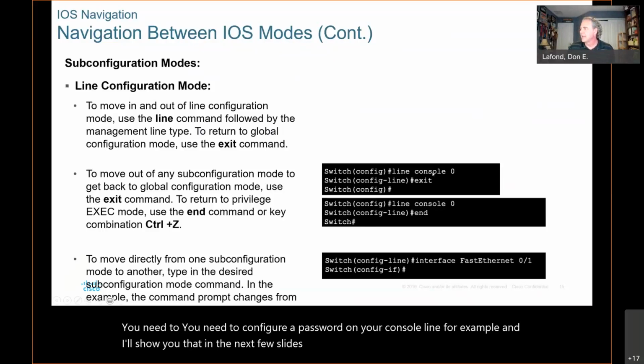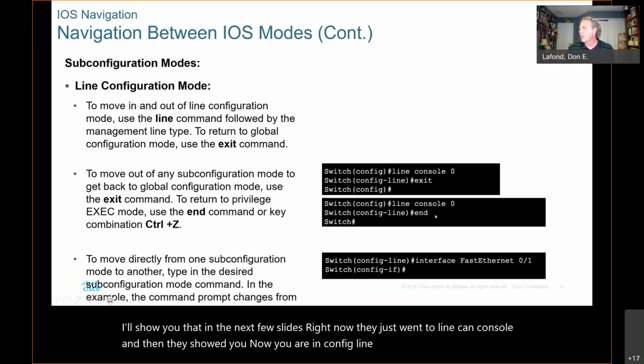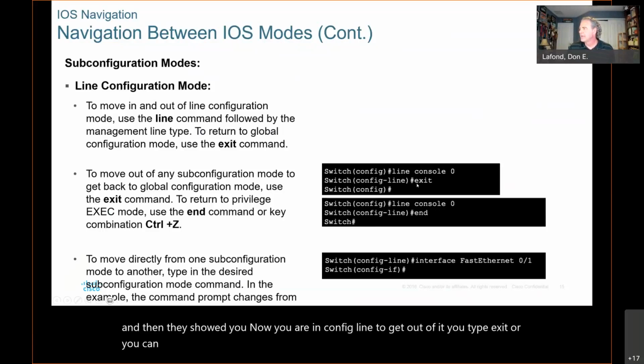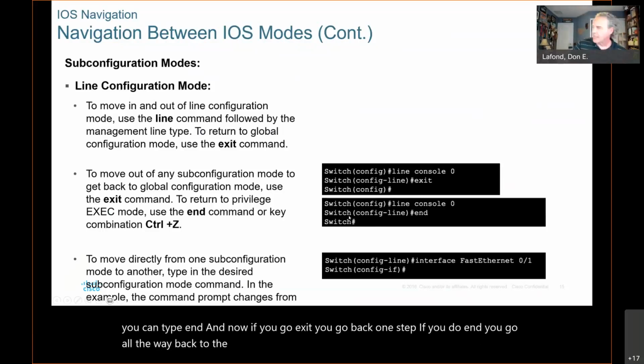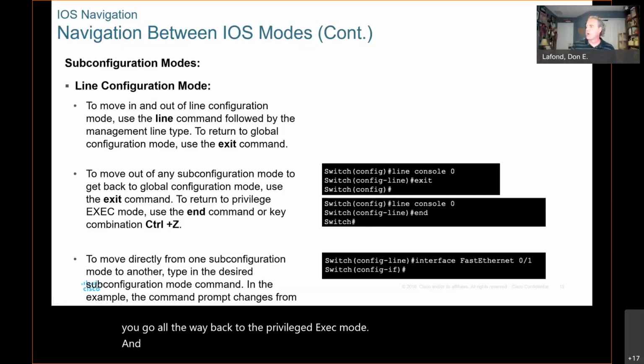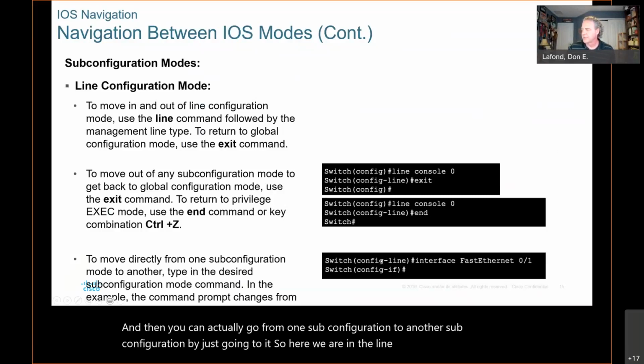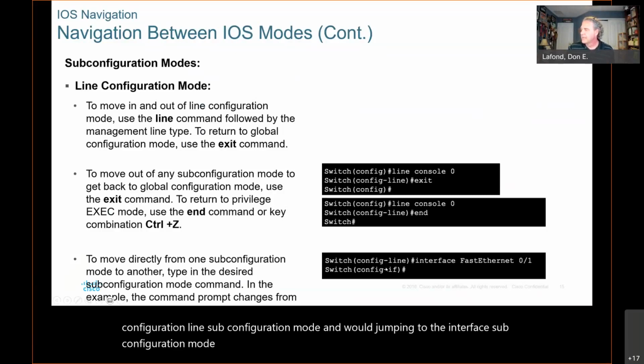Right now, they just went to line console, and then they showed you now you are in config line. To get out of it, you type exit, or you can type end. If you type exit, you go back one step. If you do end, you go all the way back to the Privileged Exec mode. And then you can go from one sub-configuration to another just by going to it. So here we're in the line sub-configuration mode, and we're jumping to the interface sub-configuration mode for Fast Ethernet 0/1. And now you can see we're in config interface.